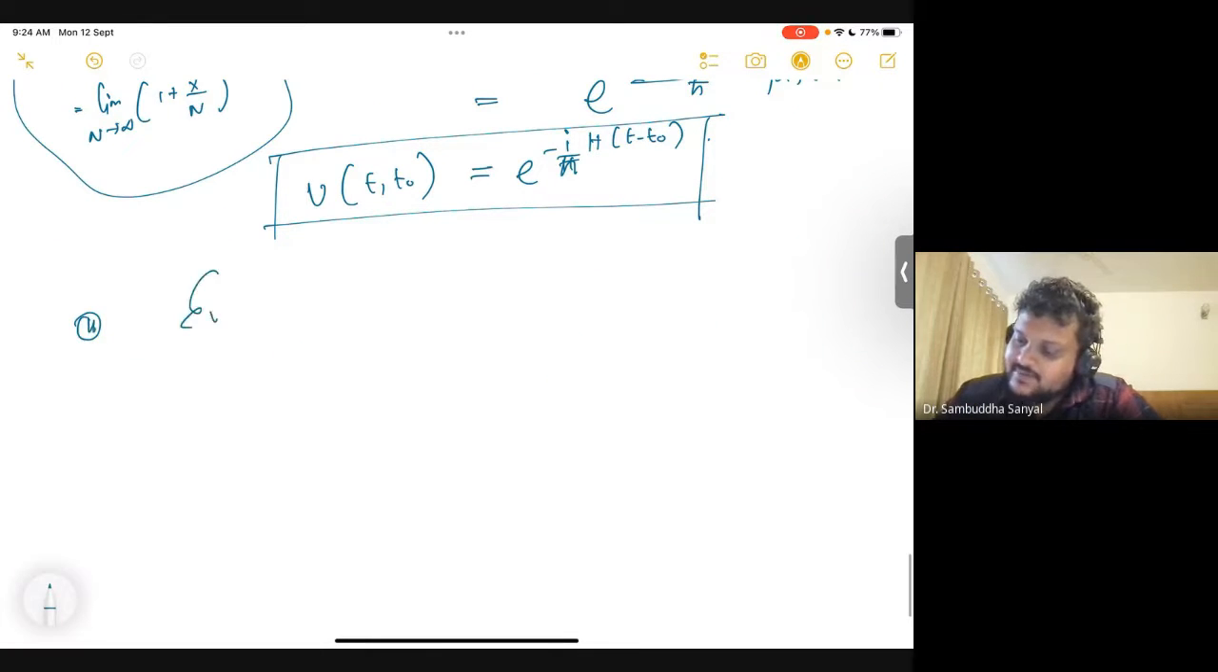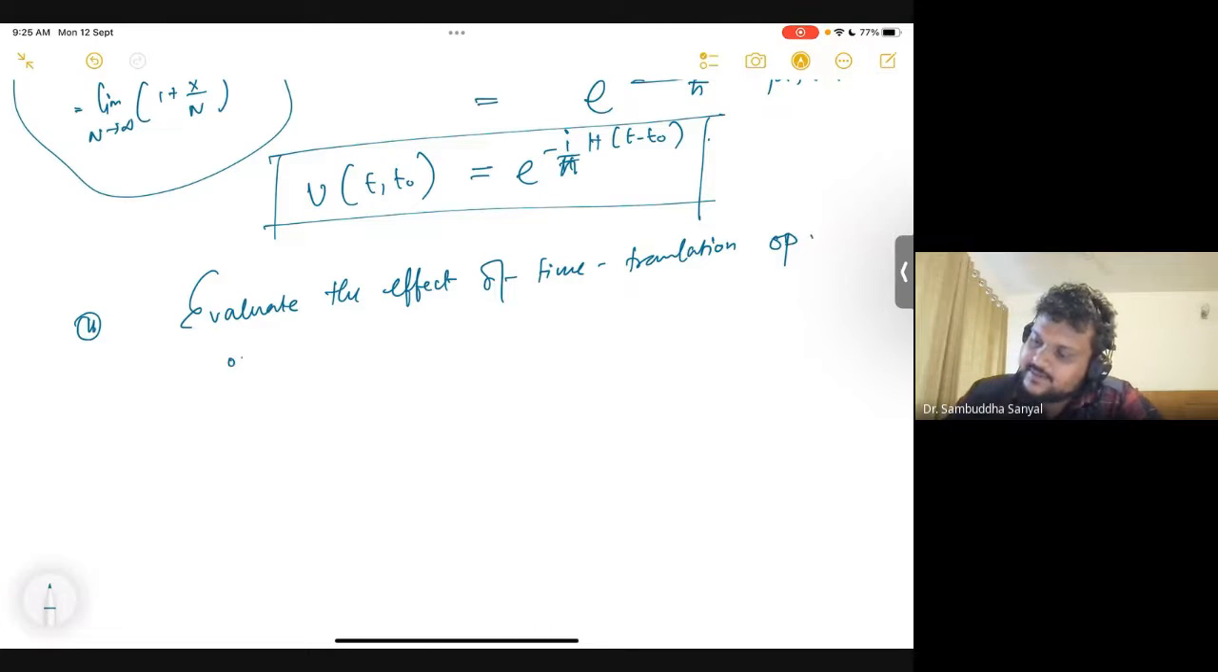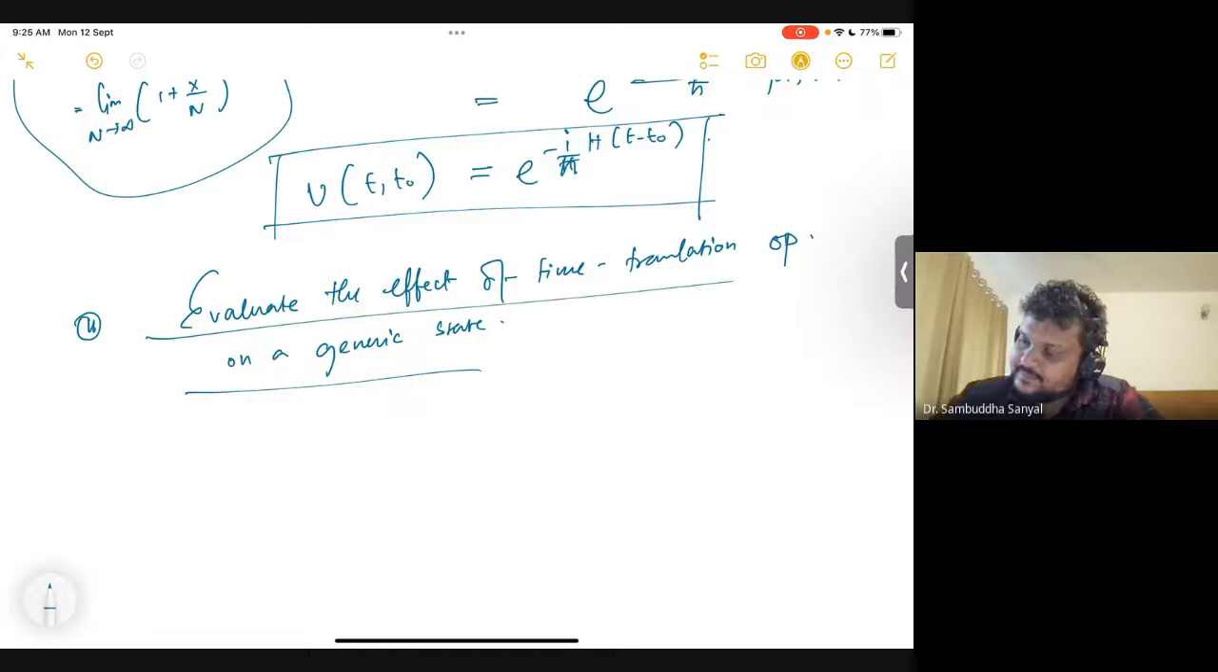So now what we'll do, we will do 2 more concepts, which are very simple concepts. We will evaluate the effect of the time translation operator on a generic state. So how do I find it operationally? Now comes the actual application: if I'm asked to calculate, how will I calculate the operational part?